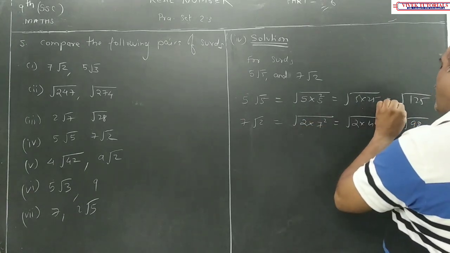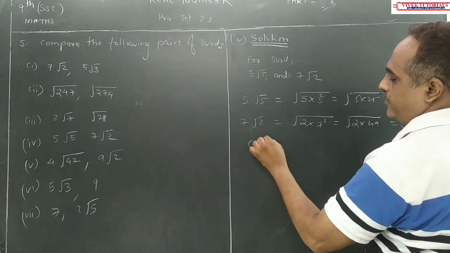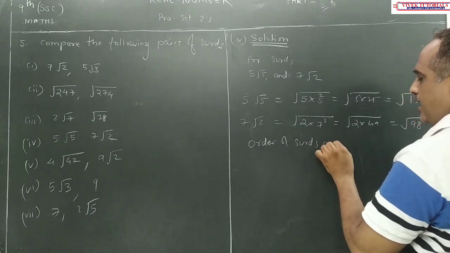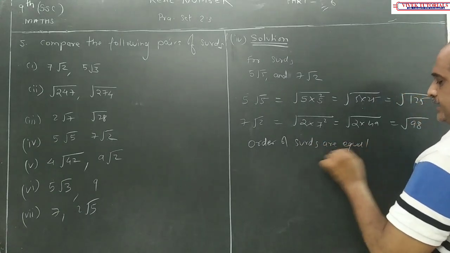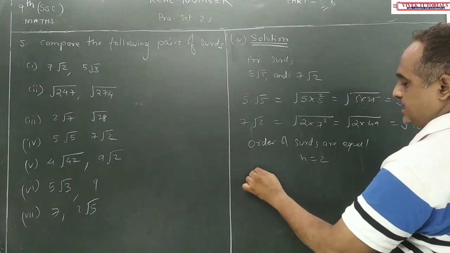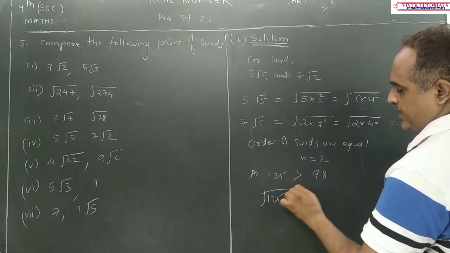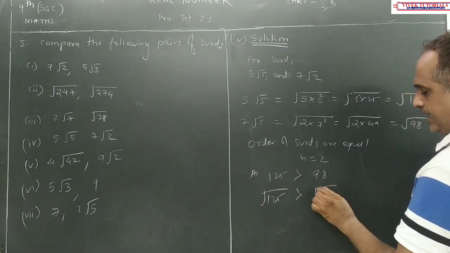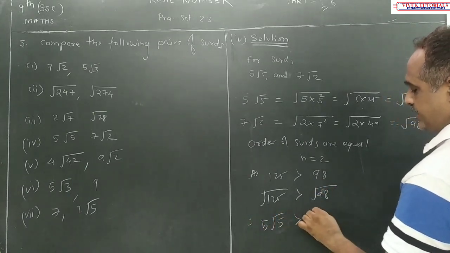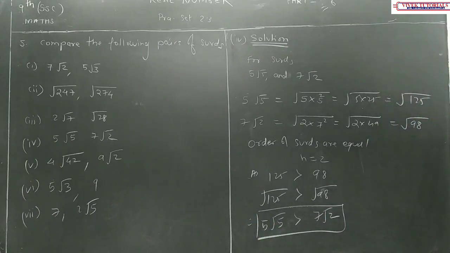Then you are going to write order of this surd is 2, order of this surd is 2. So order of surds are equal. That is n is equal to 2. And if I am comparing, as 125 is greater than 98, means root 125 is greater than root 98, means I can say that 5 root 5 is greater than 7 root 2. That you are going to put in the box, and that is your final answer. Copy down it properly.